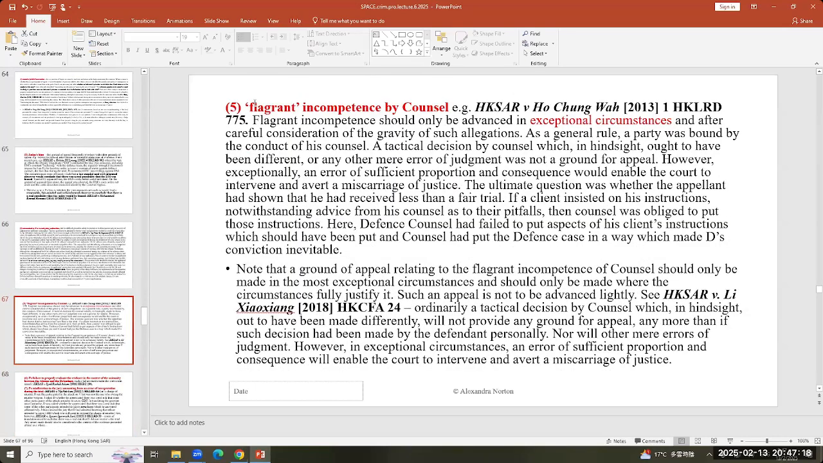Flagrant incompetence by counsel can also be a good ground of appeal, but this ground should only be used in exceptional circumstances, and there's a very high threshold for it to be successful. It's not just counsel made a mistake or made a wrong tactical decision. The threshold's very high. It has to be flagrant incompetence. For example, deliberately ignoring instructions from his client. That would be flagrant incompetence. So it should only be made in the most exceptional circumstances, not just about a tactical decision.